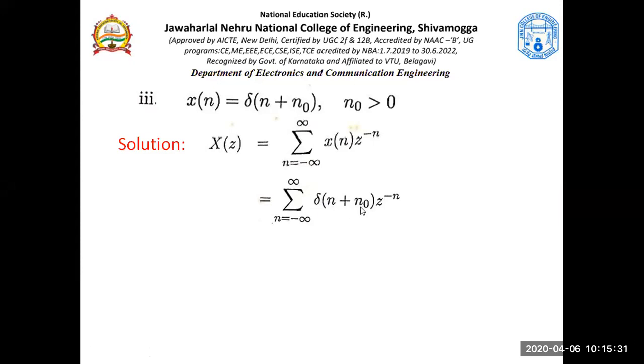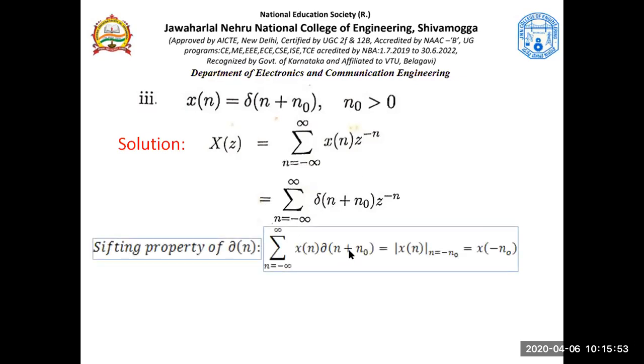Delta of n plus n naught is shifting delta of n to the left by n naught samples. So delta of n plus n naught would be existing at n equal to minus n naught. Okay, so how to evaluate this from the shifting property? The shifting property very clearly says if it is n plus n naught, x of n needs to be evaluated at n equal to minus n naught, because this exists at n equal to minus n naught. So x of n would become x of minus n naught.